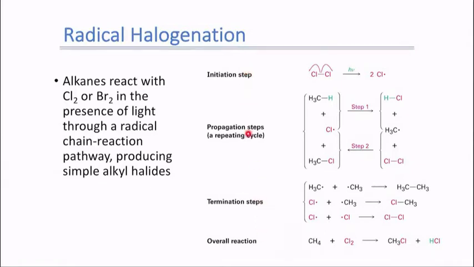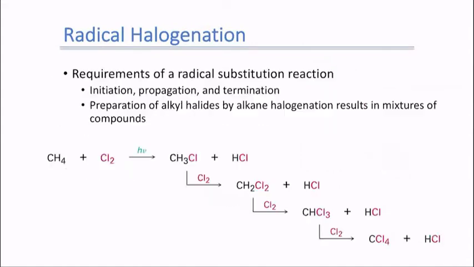These are steps, and the mechanism for this we've seen already. And with our radical halogenation, we can do more than one halogenation. So what that means is during a radical halogenation, we may not just end up with that methyl chloride. Instead, the methyl chloride can go through another radical halogenation and become dichloromethane, or it can go through another one and become chloroform, or it can go through a 4th radical step and become carbon tetrachloride.